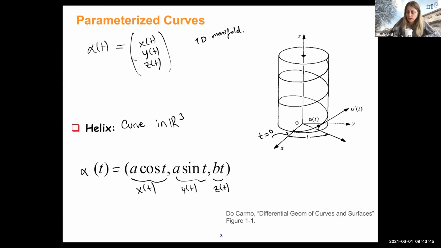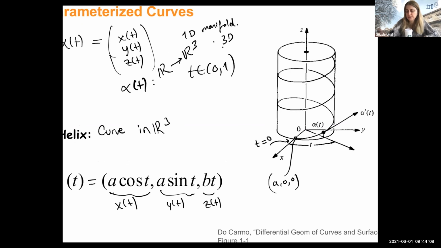T equals 0, I would start from A here, right? A, 0, 0 points. That's the starting point. So T is in, we have to define an interval. So this is a space curve, alpha of T. You see, it goes from R to R3. I mean, this is a 3D curve, as in here.